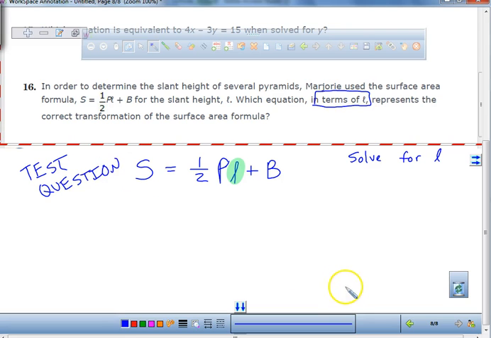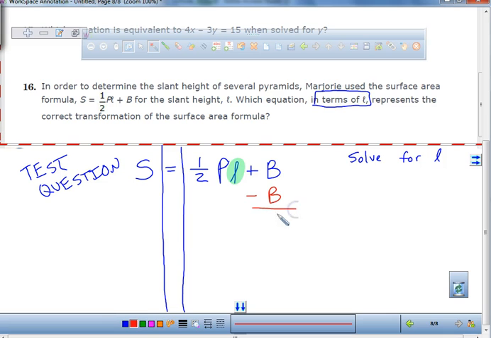Ooh, test question. All right, so here we go. We got to solve for L. So I'm going to put a big old long railroad track right here. We got to isolate this slant height right here. So what do you guys think would be the very first thing you would do to get this half of PL by itself? Subtract. What are we going to subtract? We're going to subtract capital B, which is the area of the base, from both sides. We're going to subtract this, and we got to take away a B over here.